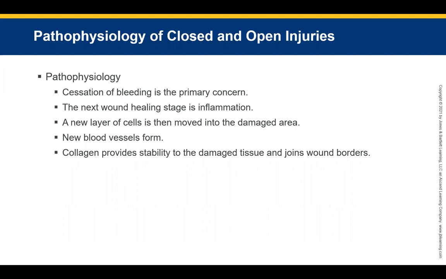The next wound healing stage is inflammation. Additional cells move into the damaged area to begin repair. White blood cells migrate to the area to combat pathogens that have invaded the exposed tissue. Lymphocytes destroy bacteria and other pathogens. Mast cells release histamine. Inflammation ultimately leads towards the removal of foreign body material, damaged cellular parts, and invading microorganisms.